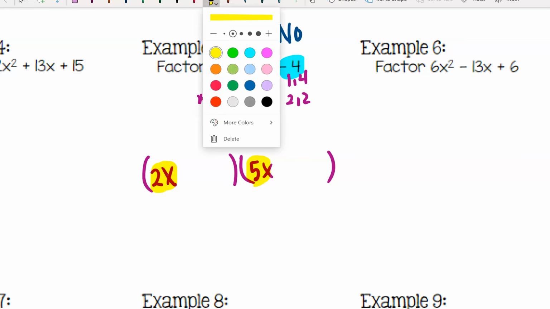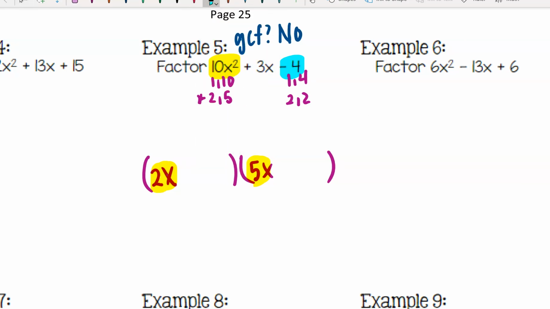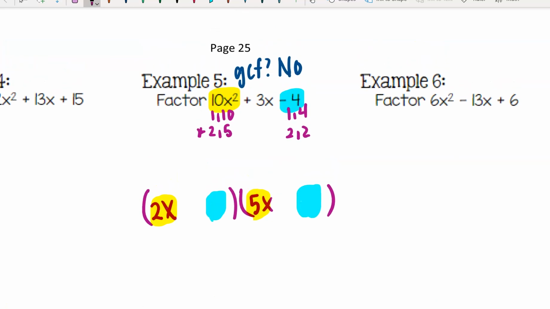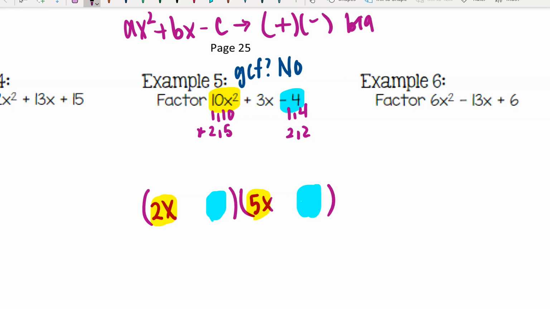So then this is the tricky part as well, because if you look at your last term, and look at the signs of the trinomial, we might have some mixing and matching to do. So let's look at the trinomial signs first. I am given ax squared plus bx minus c, which tells me that I'm going to have a plus minus, but my bigger number needs to be positive because of my middle term that I'm going to highlight here in green.